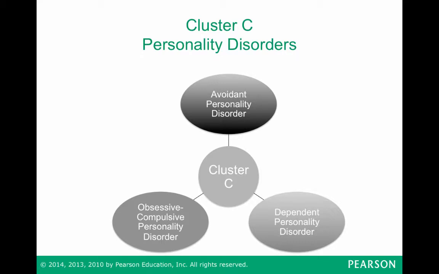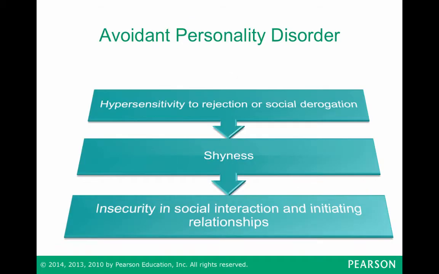Moving on to cluster C personality disorders. The 3 personality disorders we see here, and they all are equal in males and females except for the obsessive compulsive. We see that higher in males, but they are the avoidant personality disorder, the dependent personality disorder, and the obsessive compulsive personality disorder. Now, when we look at avoidant personality disorder, this person has a hypersensitivity to rejection or anything that would make them feel like they didn't fit in.